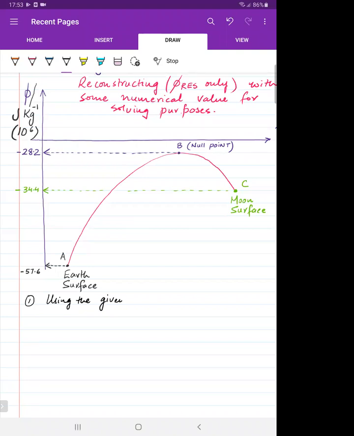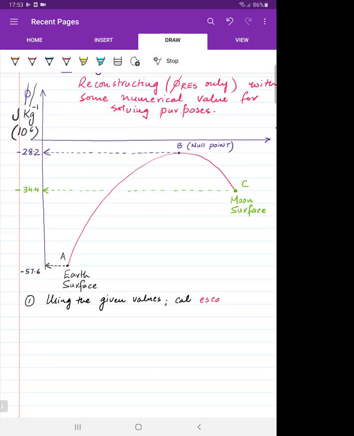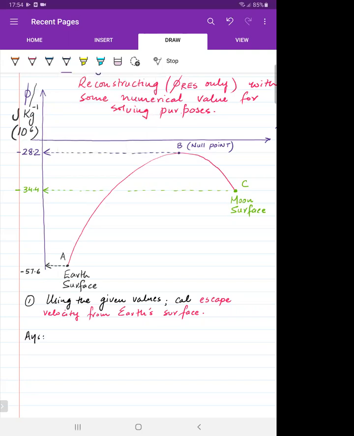Using the given values, calculate the escape velocity from the Earth's surface. I think you would all agree. In order to approach this question, let me start with the theoretical statement first, and after that use the numerical numbers. So, using the given values, calculate the escape velocity from the Earth's surface. So first look at the wordings.